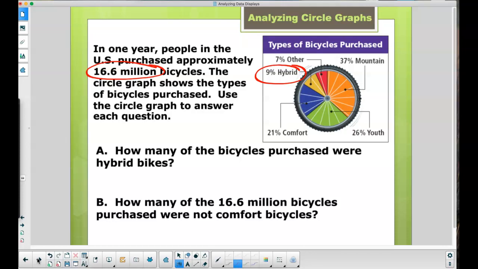Ultimately, that means we need to do a math problem and find 9% of 16.6 million. Do you remember how to do percents? Ooh, now I'm making you think. Anybody remember how to do percents? Remember the percent proportion?